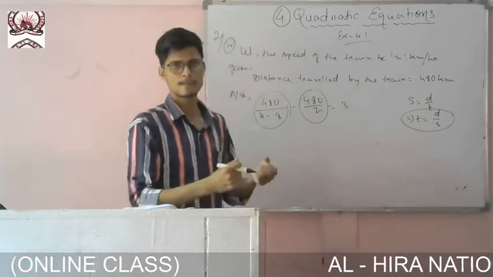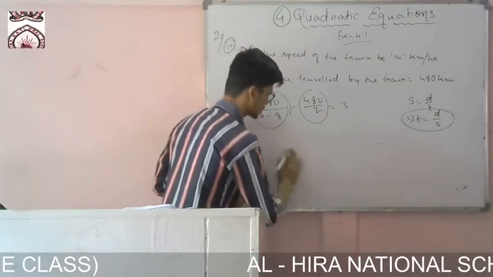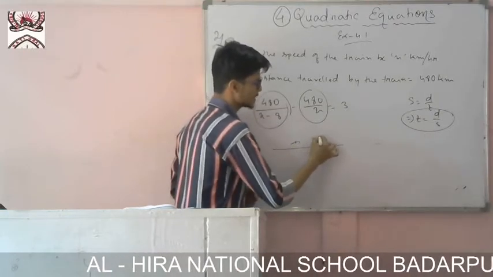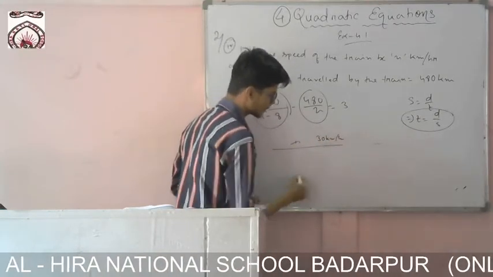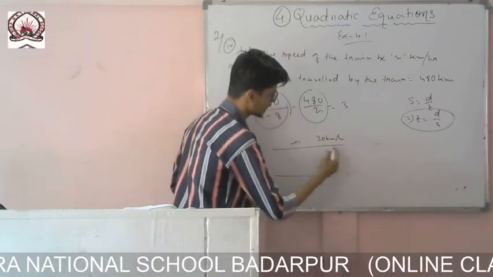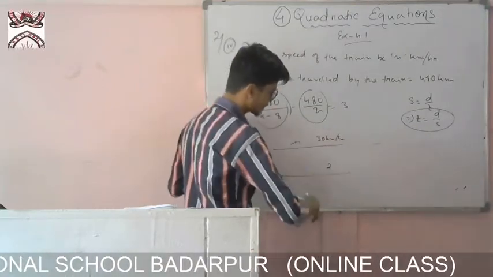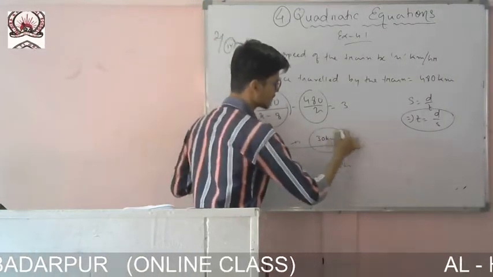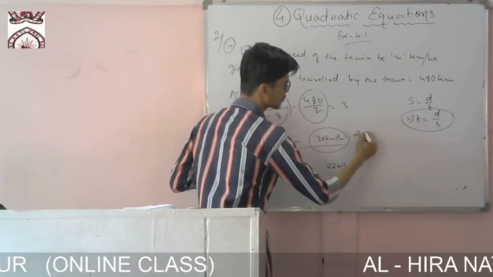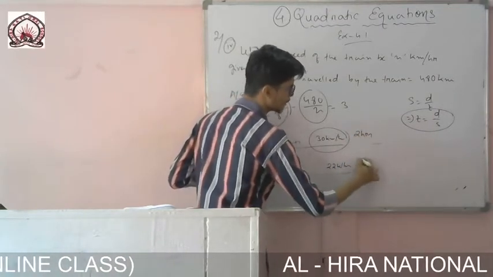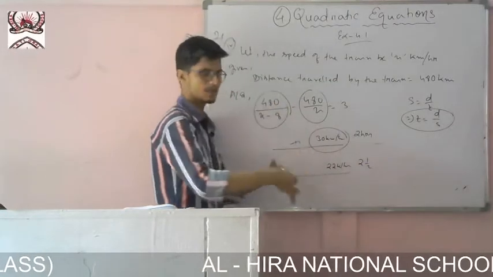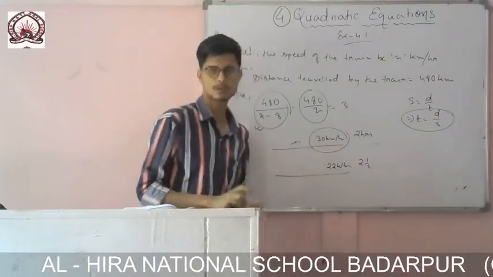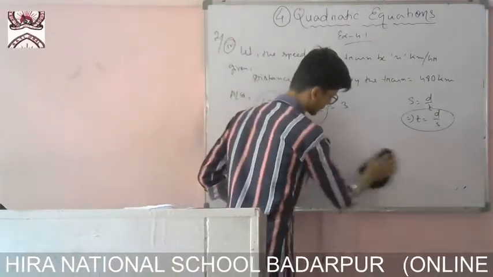For example, first I was going on a motorcycle at 30 kilometer per hour, and later I decrease the speed by 8 kilometer per hour, so it becomes 22 kilometer per hour. Now what will happen? If I could cover the distance in 2 hours, now it will take more, maybe 2.5 hours. So here also this time is greater, so this one minus that one will equal 3 hours.